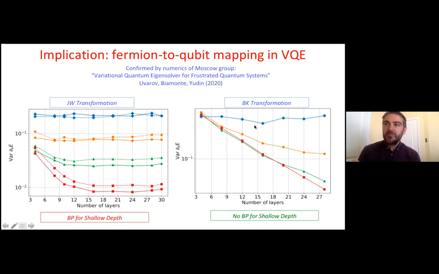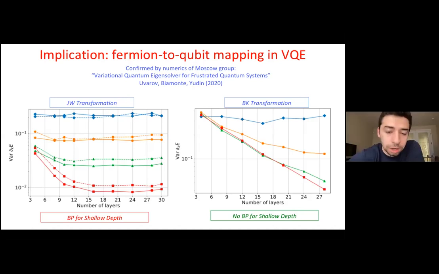Now for the Bravyi-Kitaev transformation, it's known that it leads to more local terms. And so you tend to get local terms in your Hamiltonian after the transformation. And sure enough, they found that they avoided this shallow depth Barren plateau. Yeah, so that's this shallow depth Barren plateau issue. Are there any questions on that?